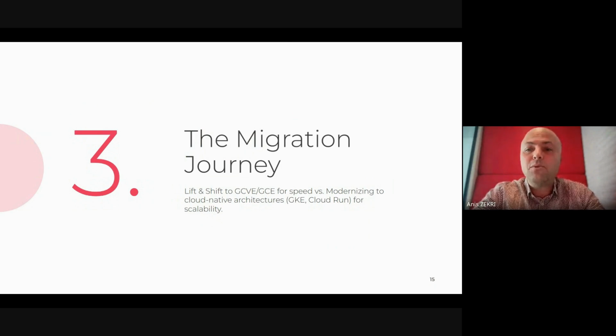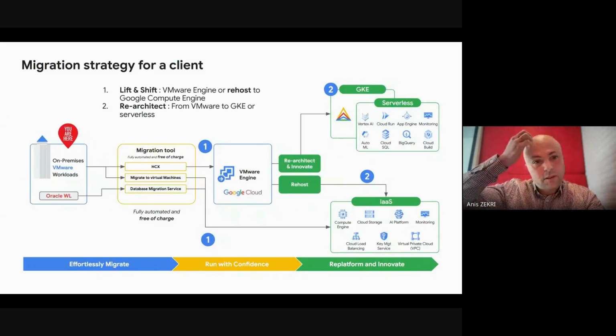Good. So let me walk through a typical migration strategy we implement for our customers today. This is our migration strategy. We usually start by migrating existing on-prem workloads to Google Cloud using automated tools. From there, we offer 2 main paths. As you see, we can propose a lift and shift approach, where we quickly move workloads to the cloud with minimal changes.